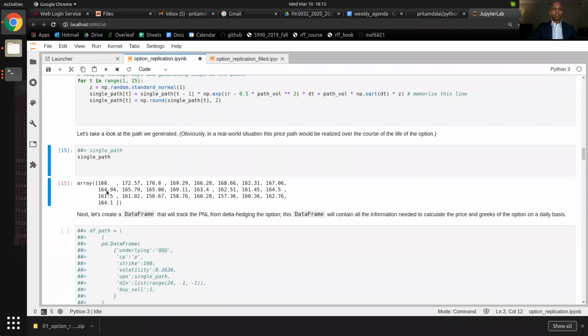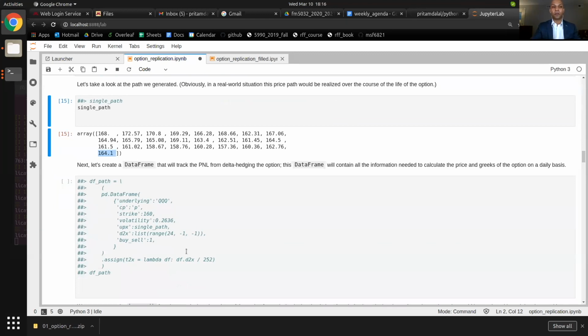Cool. So as you can see, we start at 168. It jumps all the way up to 172.57, then back down to 170.80, and it ends up at 164.10. So the put in this situation does end up out of the money because it was a 160 put.